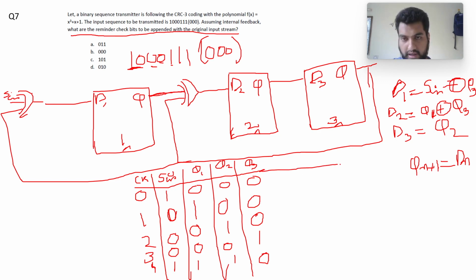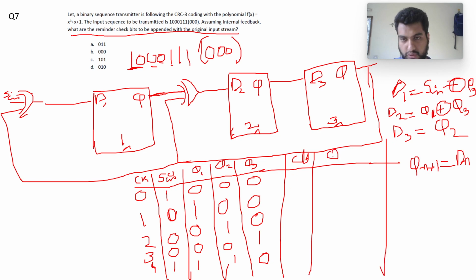Now from here I will continue. I will write the clock, so this is clock cycle 4, and this is Q1, Q2, Q3. So clock cycle 5: this is S in XOR with Q3, 1 XOR with 0 is 1, so Q1 will be 1. Q1 XOR with Q3 is again 1, and Q2 is also 1. So for the 5th clock cycle, the output is 1 1 1.